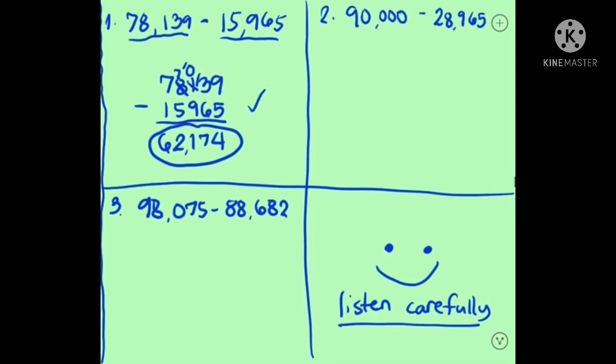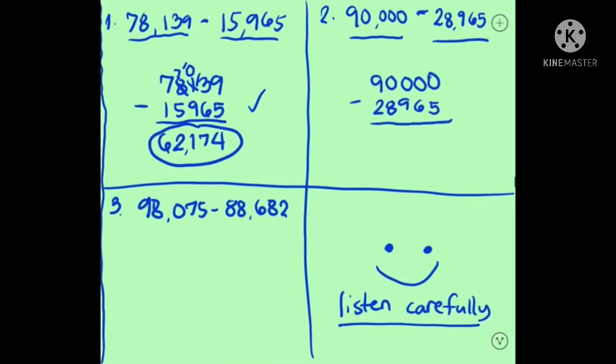Alright? Okay, number 2. We have here 90,000 minus 28,965. Okay? I will line up first the two numbers. So 9, 0, 0, 0, 0. Alright. And then 28,965 minus.